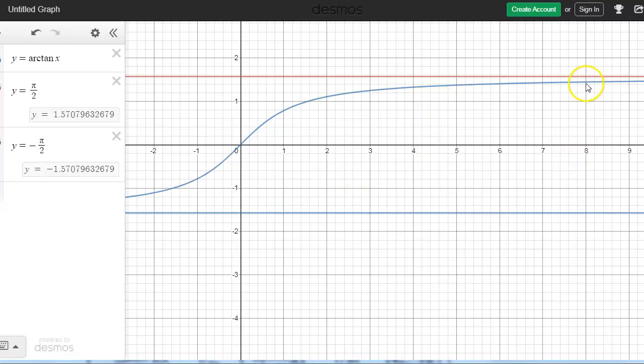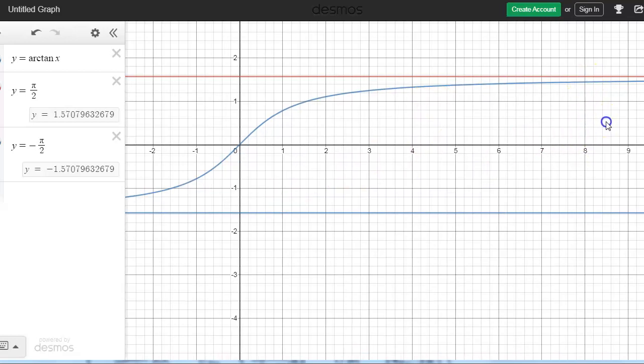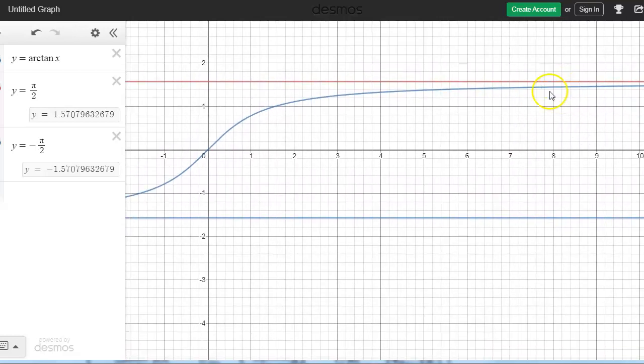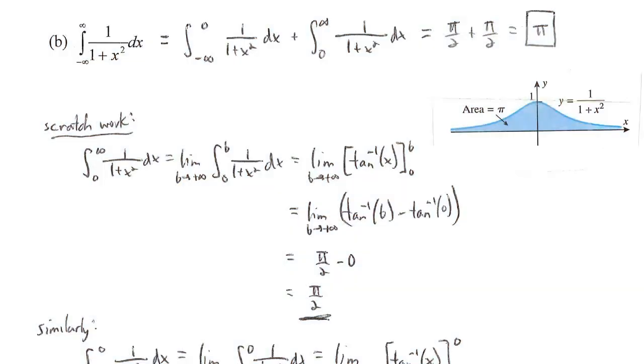So tangent inverse of 8 is pretty close to pi halves. Tangent inverse of 100 or 1,000,000 is going to be really close to pi halves. So if we come back here, what's the limit as b approaches infinity of tangent inverse of b? Well, that's going to be pi halves. Tangent inverse of 100 or 1,000 or 1,000,000 is getting closer and closer to this. So we have pi halves minus 0, which is pi halves.